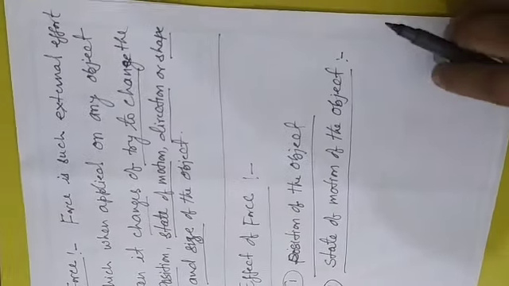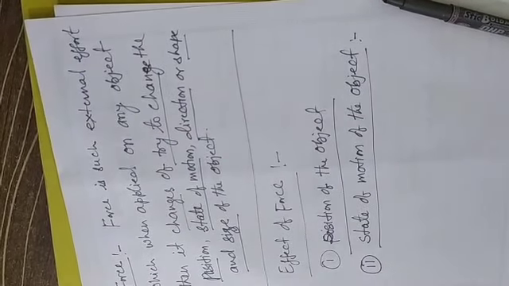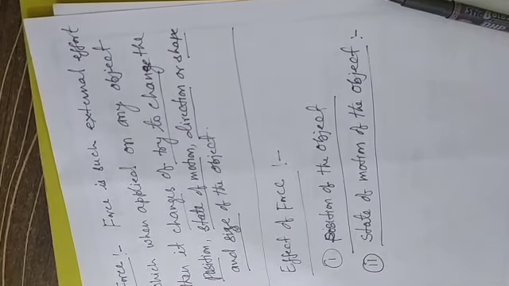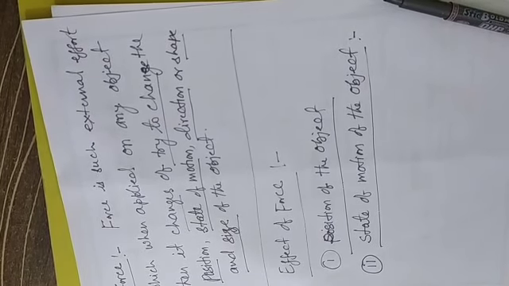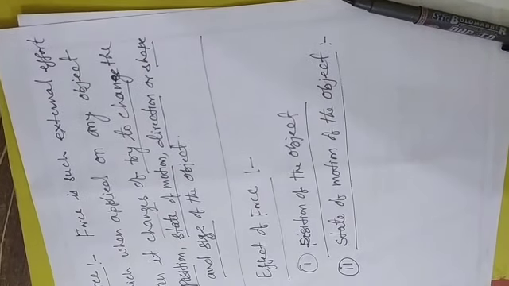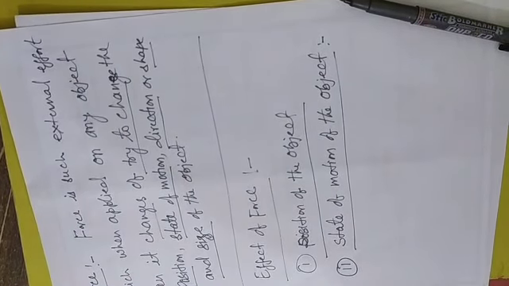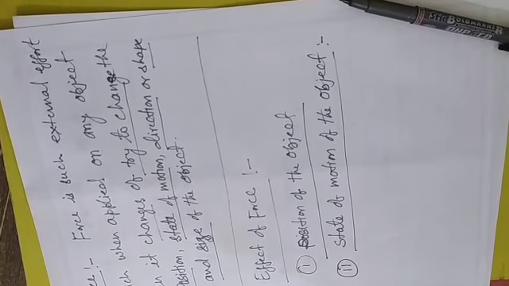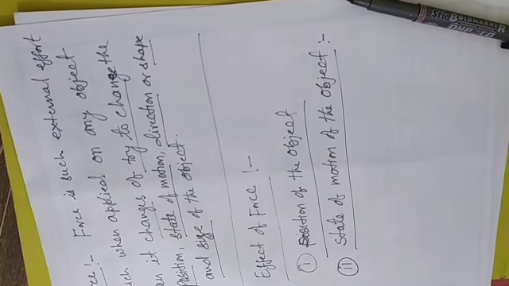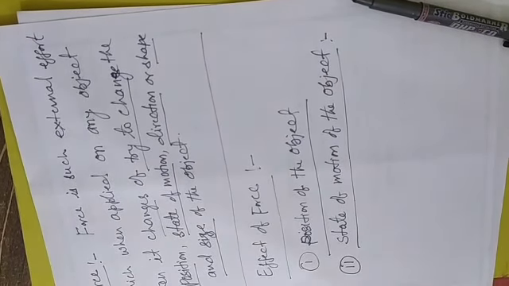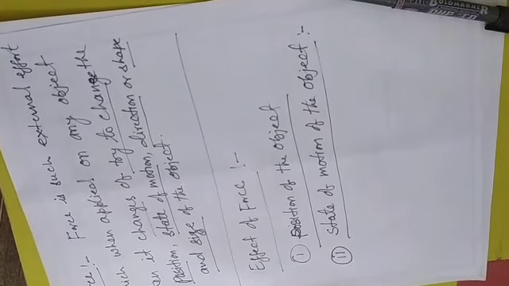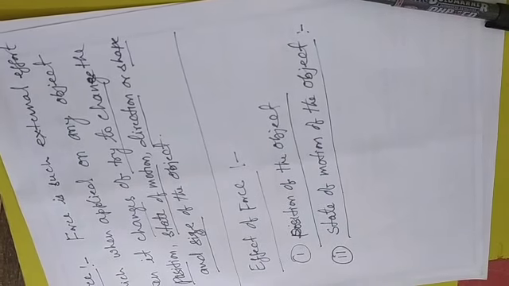Whenever force is applied on any object, it changes the motion of the object or tries to change the motion of the object. In this, there are two possibilities. If the object is in the state of rest, then you can change the state of rest to a state of motion. It means the object becomes in the state of motion, or you try to change the state of motion.